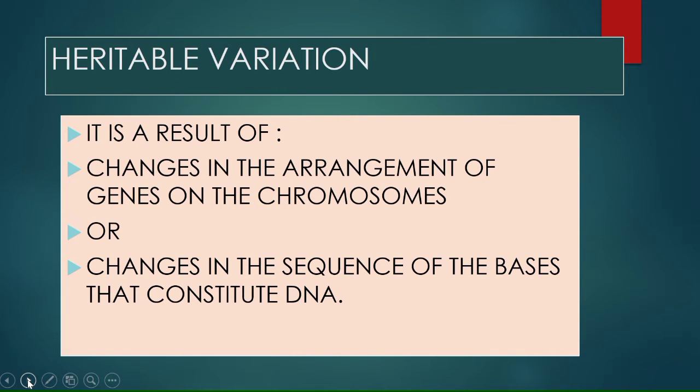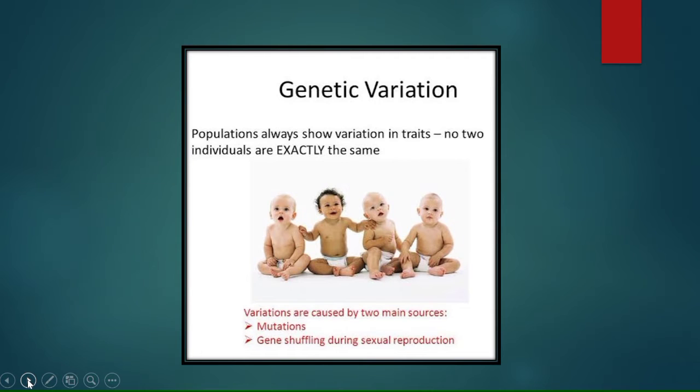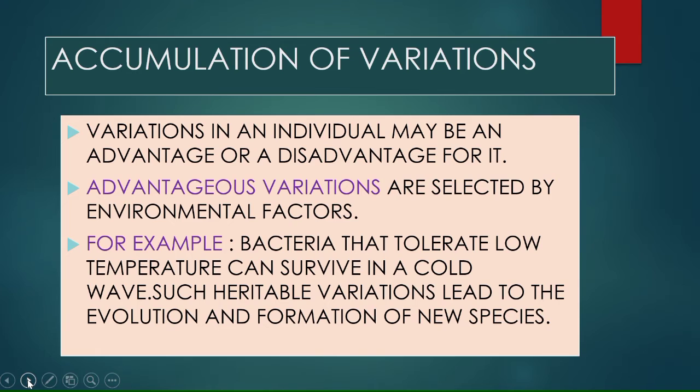Heritable variation. It is a result of changes in the arrangement of genes on the chromosomes or changes in the sequence of bases that constitute DNA. Accumulation of variations. Variations in an individual may be an advantage or a disadvantage for it. Advantageous variations are selected by environmental factors. For example, bacteria that tolerate low temperature can survive in a cold wave. Such heritable variations lead to the evolution and formation of new species.